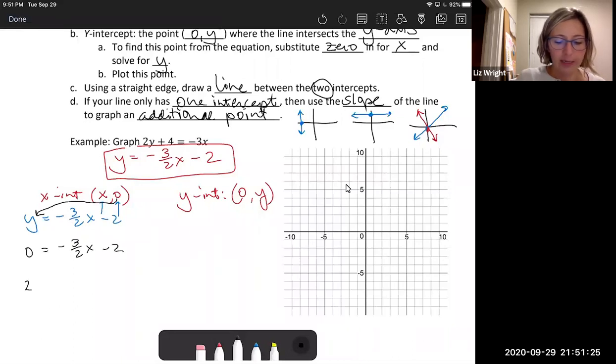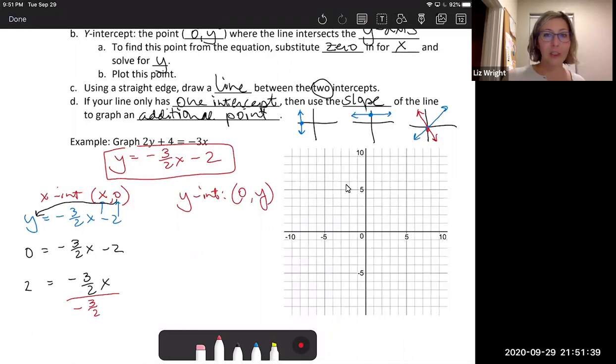So then I'm going to get 2 equals -3/2 x. Now I'm solving for x, so I'm going to divide both sides by -3/2. You could also just multiply by the reciprocal, right? You can multiply by -2/3 because that's the same thing as when we're dividing by that fraction. You multiply by the reciprocal. So that's what we're going to do over here too. We're going to do -3/2.